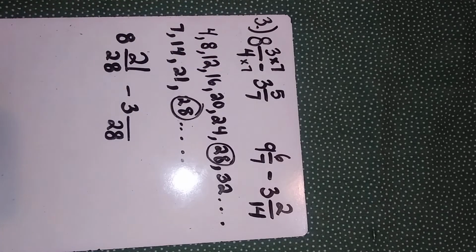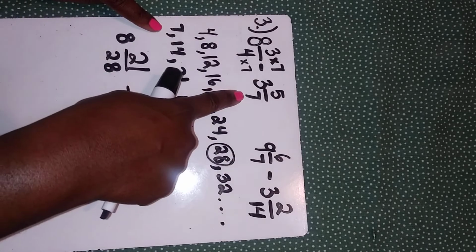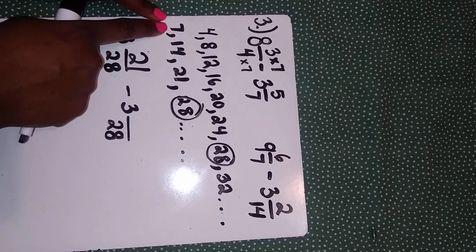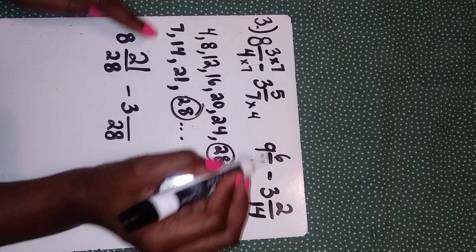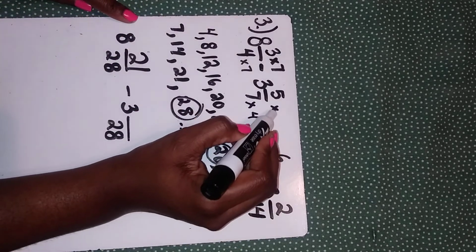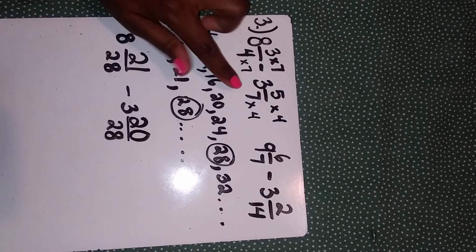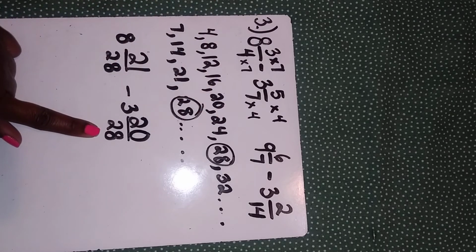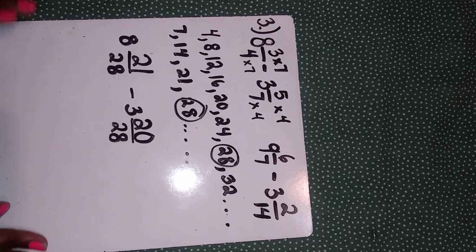So this is 21. At the bottom, I got to do the same thing. Okay, how many numbers did I write to get to 28 with my 7 multiples? I wrote down 1, 2, 3, 4. So 7 times 4 is 28. So I got to multiply 5 times 4. And that's 20. Or again, I can ask myself, 7 times what gives me 28? 7 times 4. So that means I got to multiply that 5 by that 4 also. Okay? So that's set up.